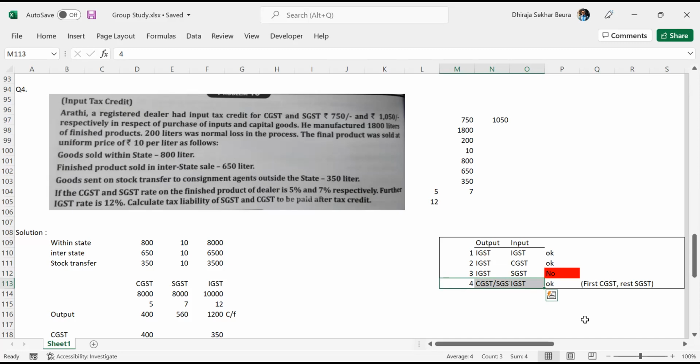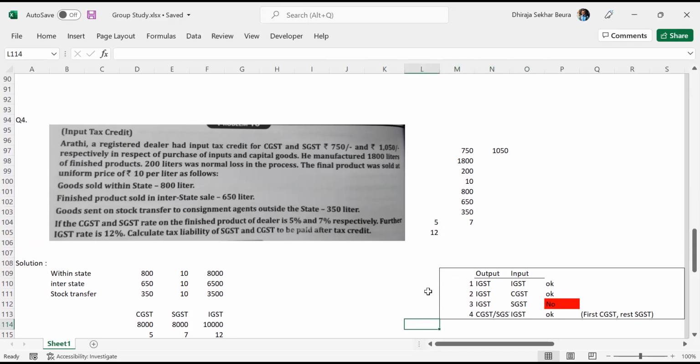Everybody remembers the concept we have discussed in detail in the last discussion? Yes? Yes, Dheeraj. I'm clear. Now, quickly moving to the question. Arati, a registered dealer, had input tax credit for CGST and SGST of 750 rupees and 1050 rupees. So there is input credit. Input credit is what? CGST and SGST. Which category is it falling in? The last one. Yes, the last one. Everybody agrees?